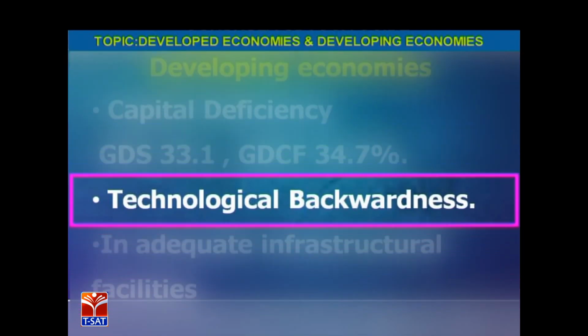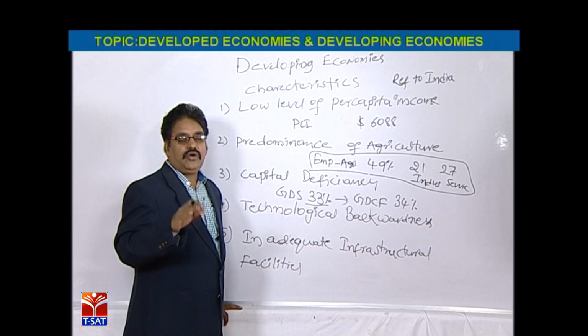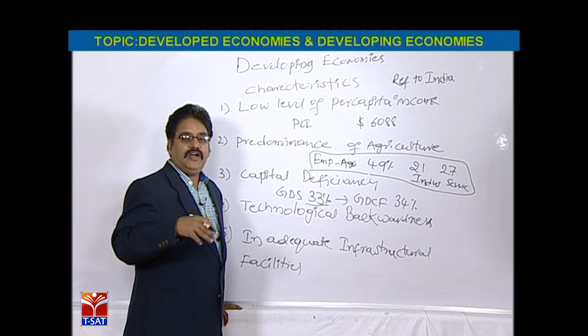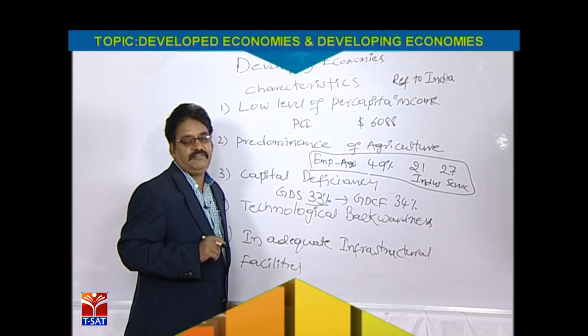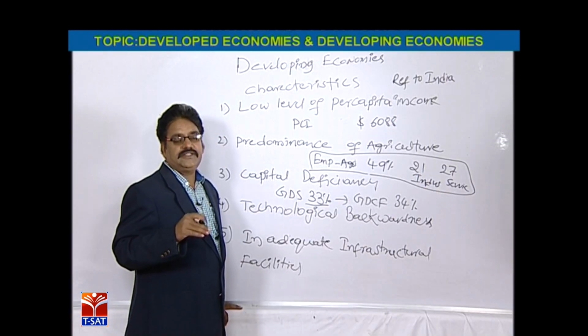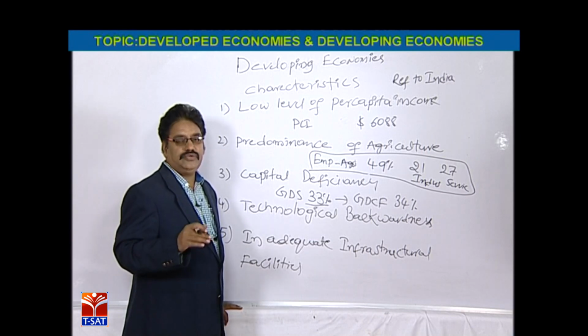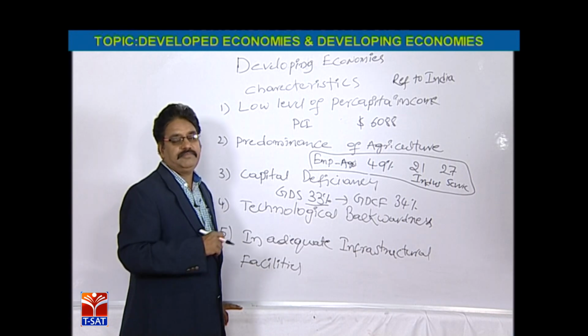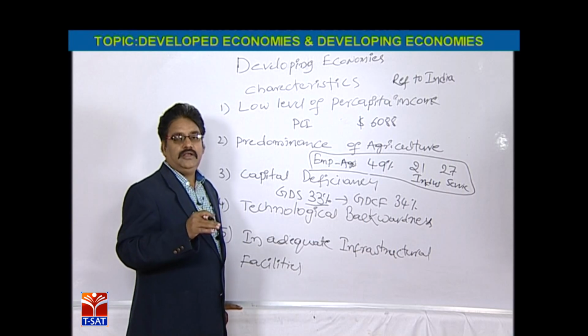Another characteristic which we observe in developing economies is technological backwardness. In the production process, we use old techniques. The technology is not modified. We are not allotting sufficient funds to the research and development wing, so that research and development should take place every year, and that will help us improve the quality and quantity of the capital goods that turn into technological progress.